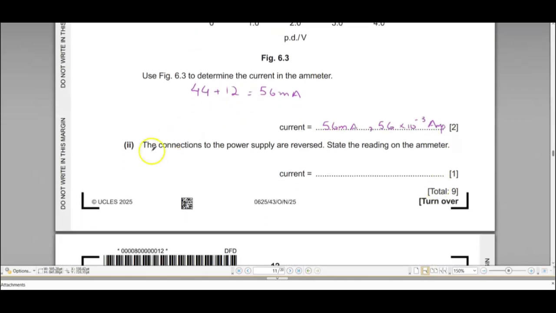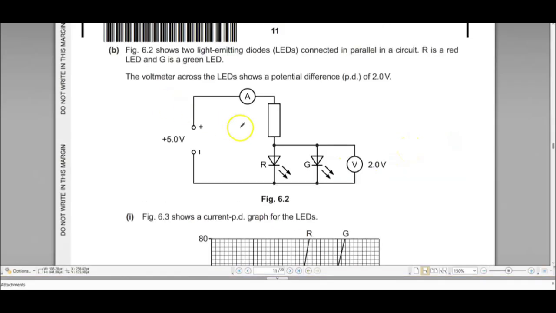Then part 2 states that the connections to the power supply are reversed. State the reading on the ammeter. So these are diodes, and we know that they allow the movement of the current in one direction only. So if the connection is reversed, the current would be zero.